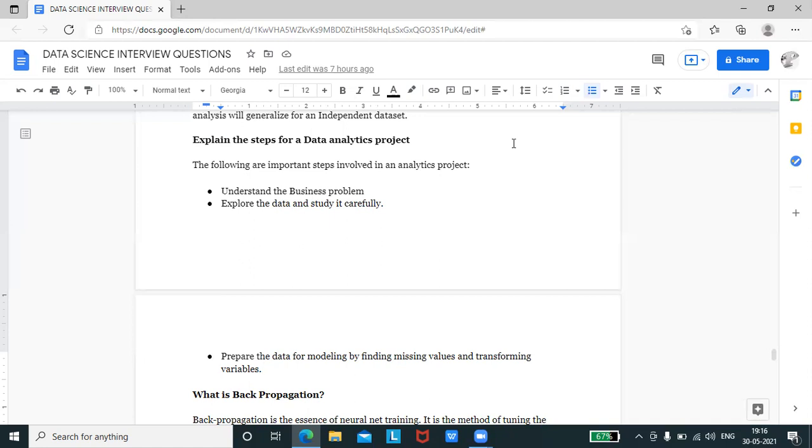Then we can perform exploratory analysis and modeling. Then we can validate the data. We can visualize and present the findings, right? So these are roughly the steps.